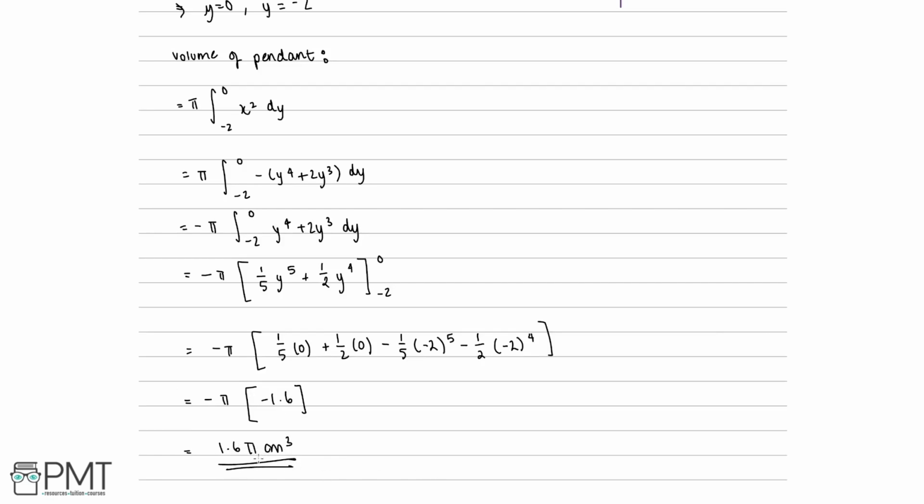Hence, the volume of the pendant is 1.6 pi centimeters cubed. If you want to leave it to 3 significant figures, this will be approximately equal to 5.03 centimeters cubed.